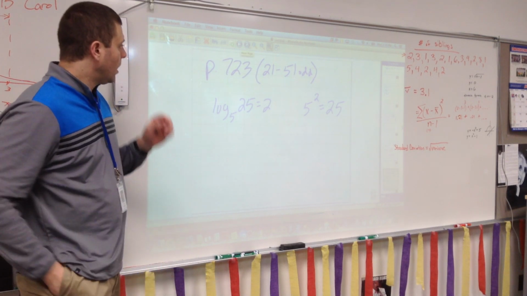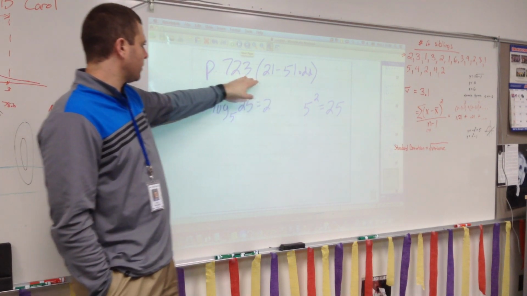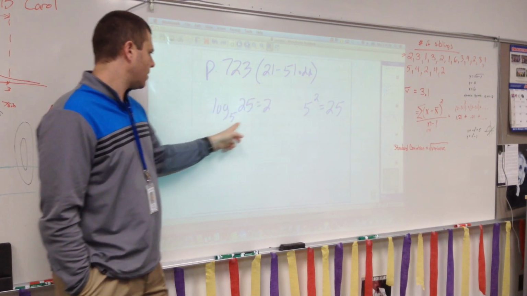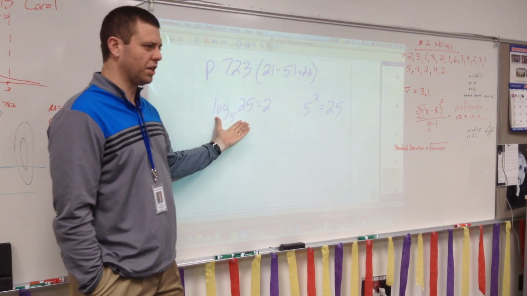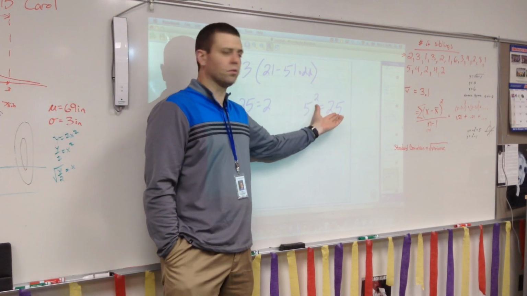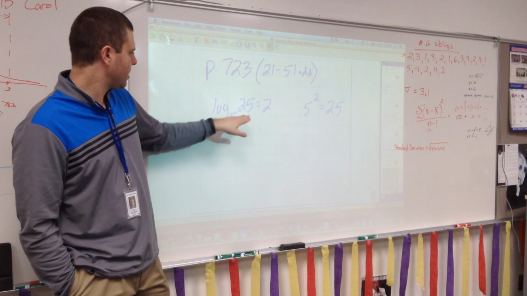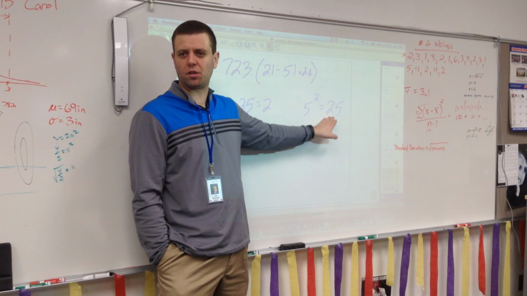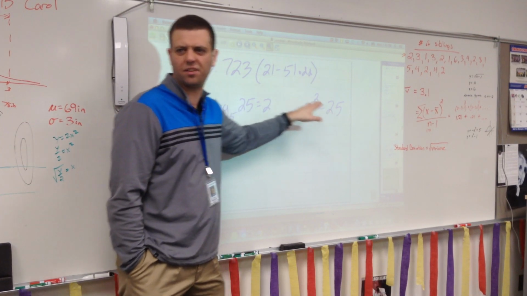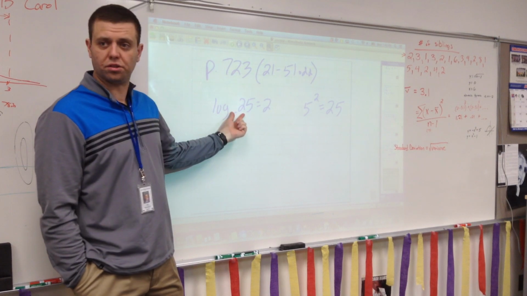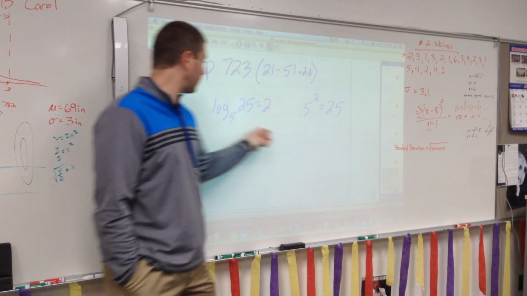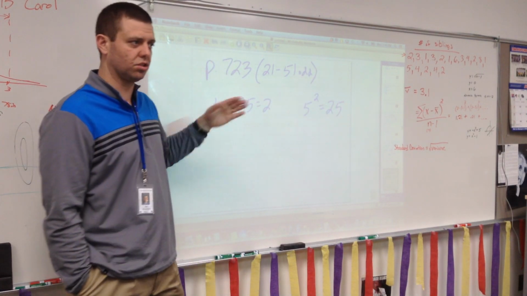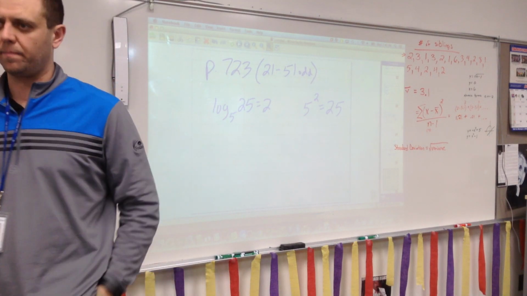One last thing, and then I'll give you guys the opportunity to work if there's any time left here. Log to the base 5 of 25 equals 2. We know that because 5 to the second equals 25. Just so you're aware, guys, this is called a logarithmic form of an equation. This is called the exponential form of the equation. You have to be able to go from one back to the other. So if you know this is true, it's because that is true. If I give you this, you should be able to write this. Just changing back and forth from logarithmic to exponential form.